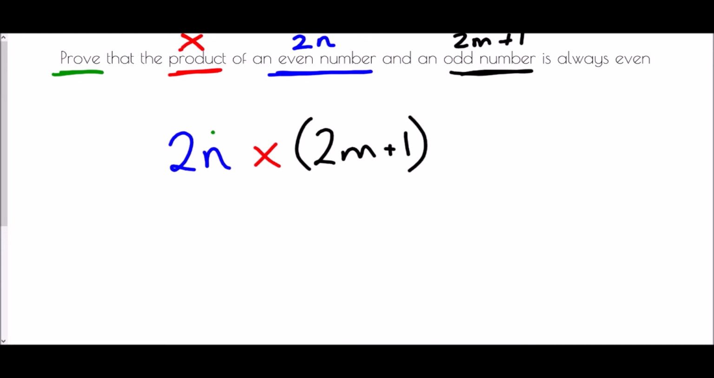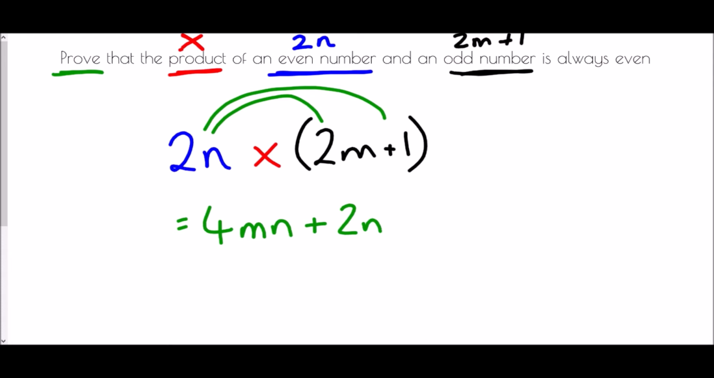So 2n times 2m, well, that would give me 4mn, and 2n times 1, well, that would be plus 2n. Now the question is, how does this show that it is always even? Well, there is a very simple trick.